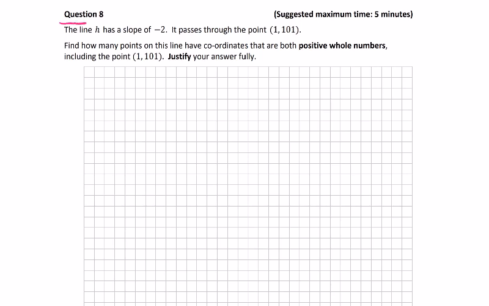Question 8, one of those probably difficultly phrased questions, if difficultly phrased makes sense to you. The line H has a slope of -2 and passes through the point (1, 101). Find how many points on the line have coordinates that are both positive whole numbers, including the point (1, 101), and justify your answer fully.